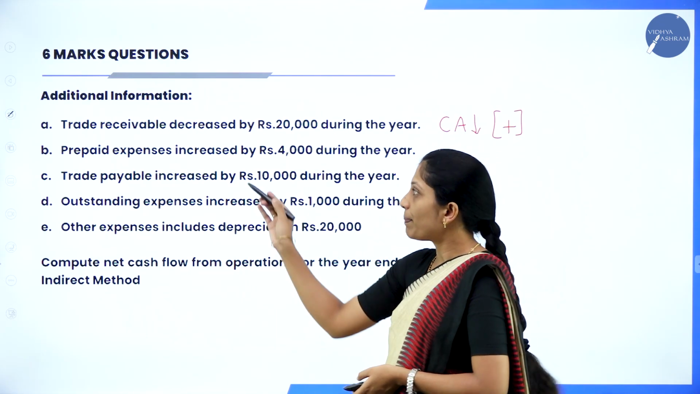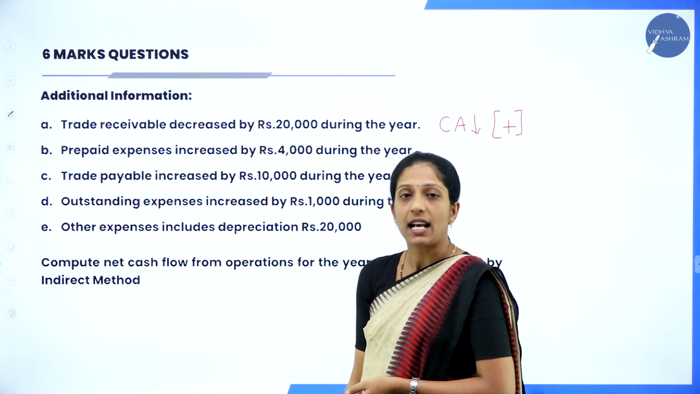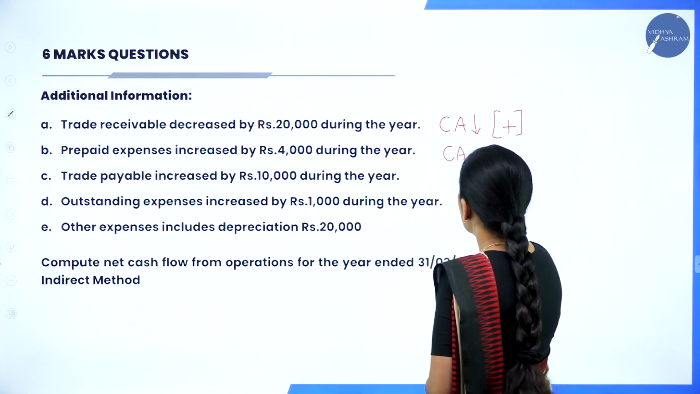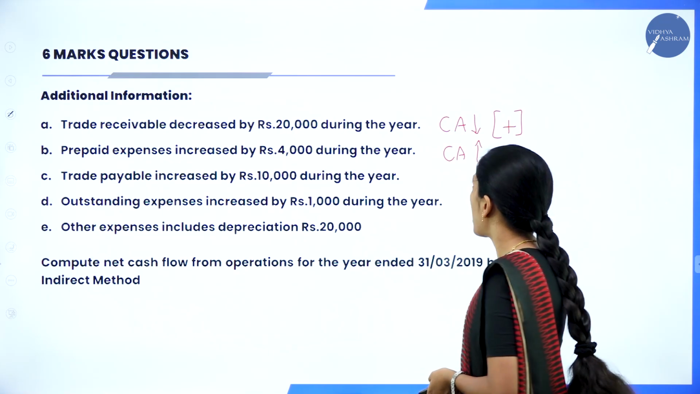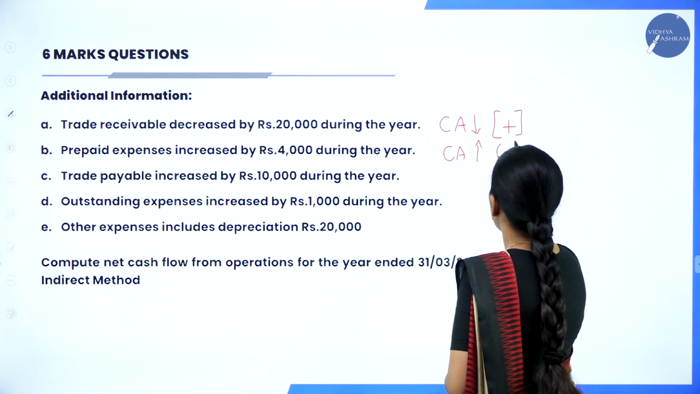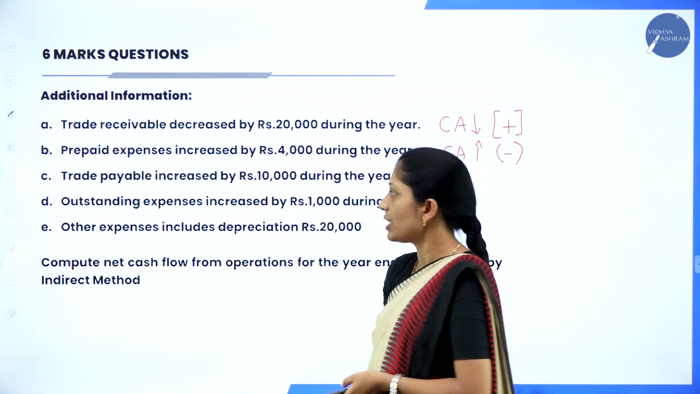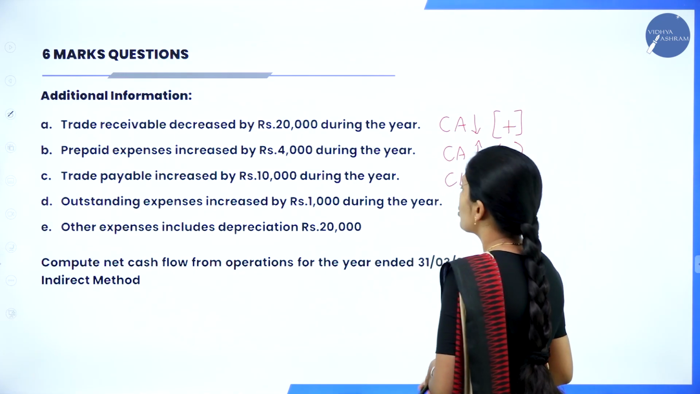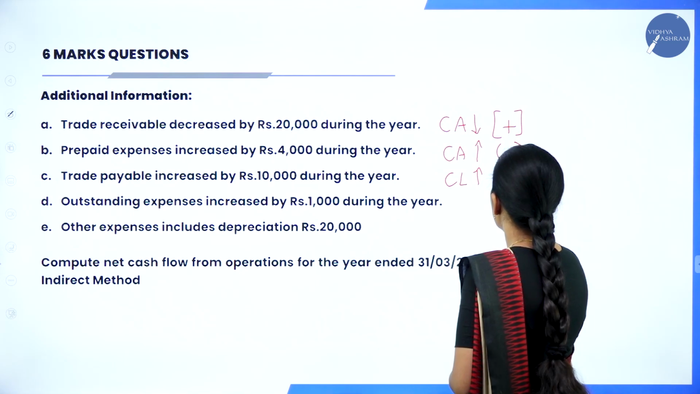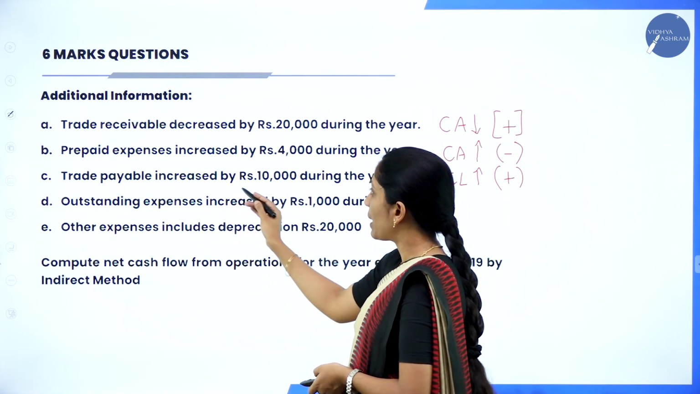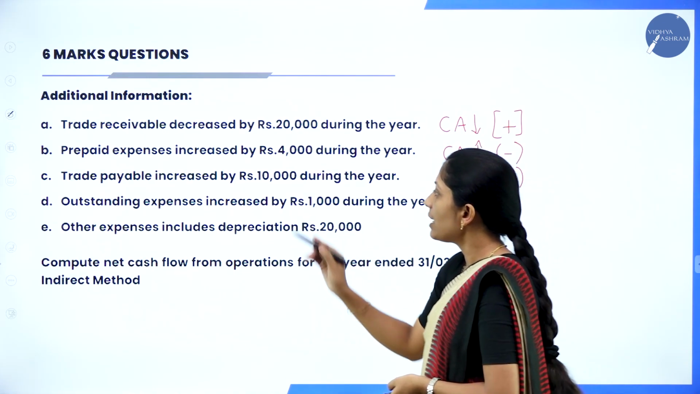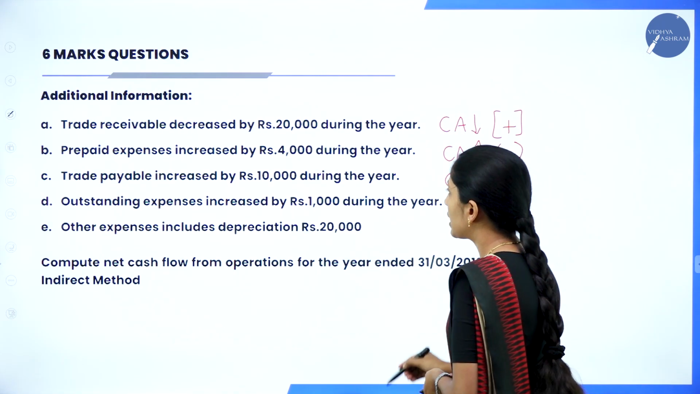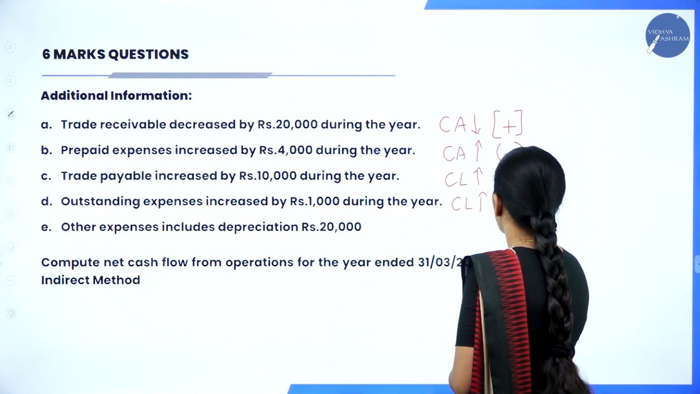Prepaid expenses is an asset, so a current asset. It has increased. Current assets have increased, so you have to minus. Trade payable increased, so current liability has increased by 10,000 during the year. So add. Outstanding expenses is a current liability once again. It has increased, so you have to add.